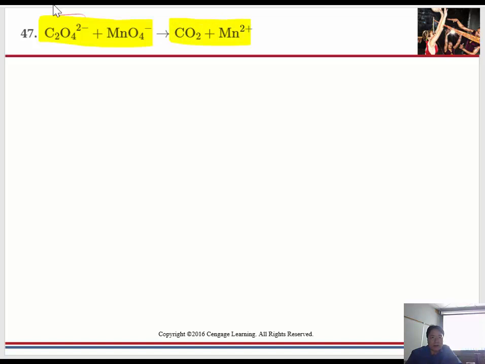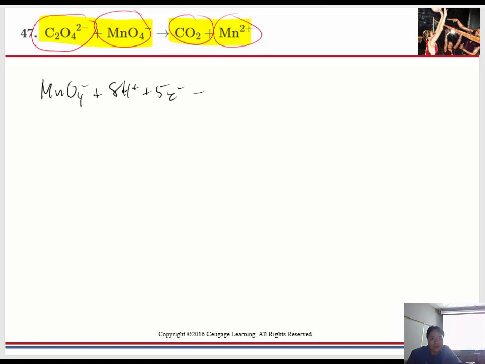And so when we look at this, we have oxalate, which goes to CO2, and we have permanganate, which goes to manganese 2. Permanganate to manganese 2, we just saw that one. That one's on the redox chart. So we didn't just copy that off the redox chart. That was permanganate plus 8H plus 5 electrons goes to Mn2 plus 4 waters.